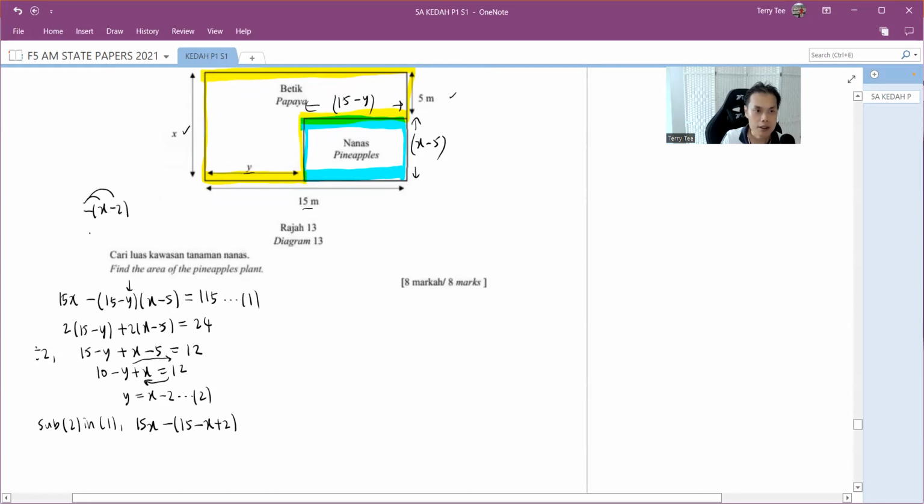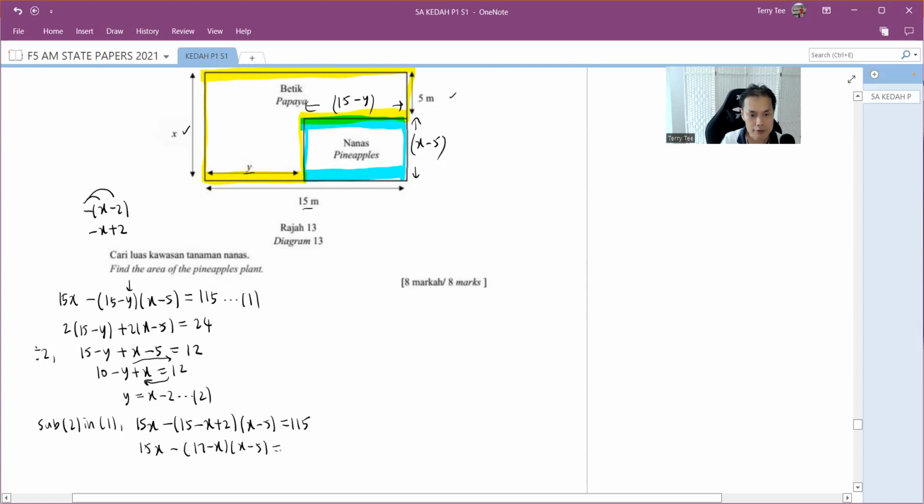When you times in, it is minus x plus 2. So I write minus x plus 2 straight away. And then I have another x minus 5. The result is 115. So let's simplify this further. This is 15x minus 17 minus x. Okay. Now, if you want to make it easier to expand, maybe you put the negative inside.